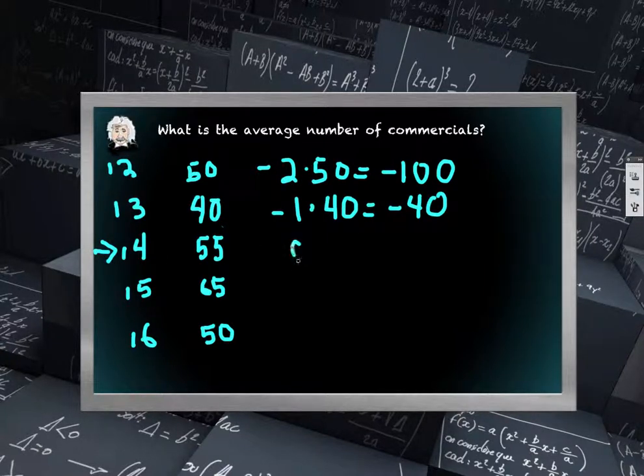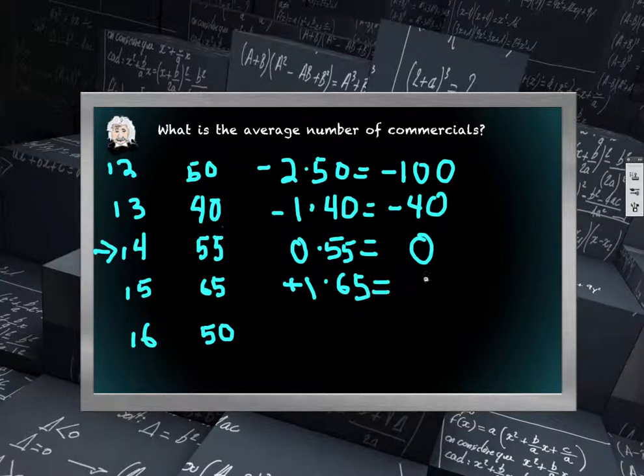14 is our estimated average, so by definition there's no deviation, but no matter what number we multiply, our deviation will be 0. 15 commercials occurred 65 times, and that is 1 more, so it's plus 1 versus our average. Occurring 65 times is a total difference of plus 65, just to be clear. 16 commercials occurs 50 times, and those are 2 more commercials than our average. So 50 times we had 2 more commercials than our average, and that equals a total difference of plus 100.